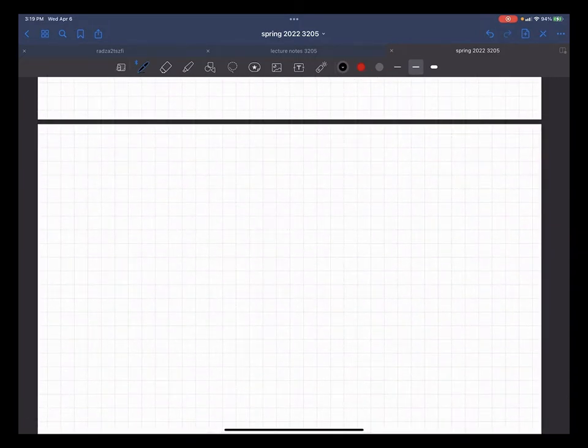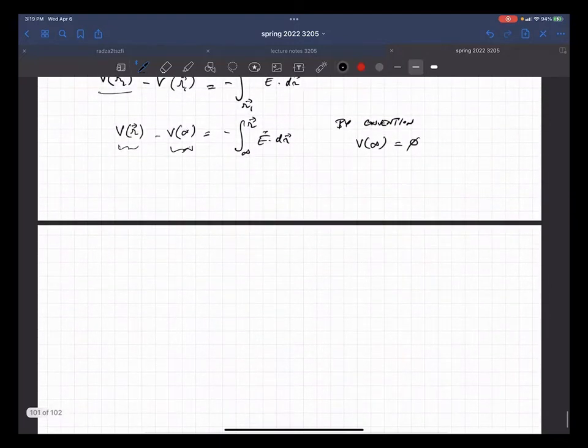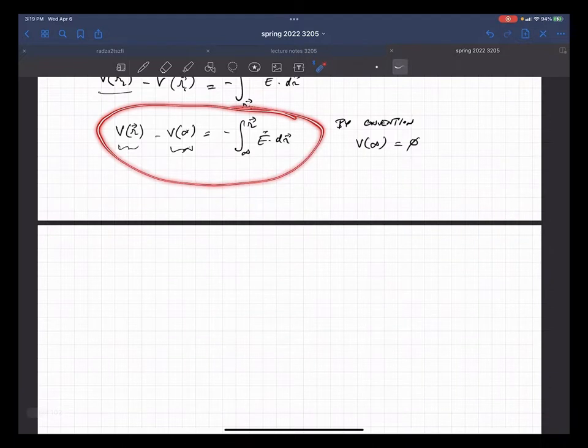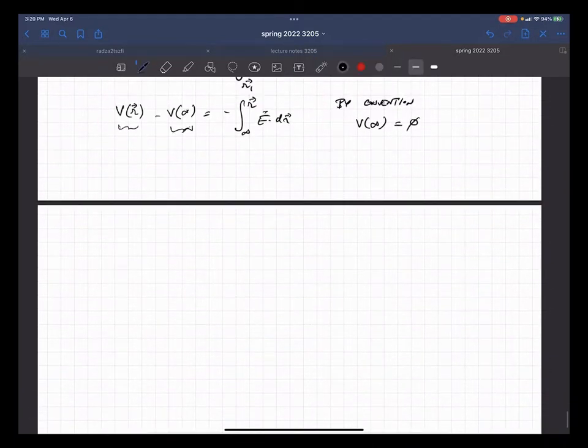What else do I want to say? Now let's say we have a single charge Q, and we want to do this integral for it. So I'm going to do this integral for it.